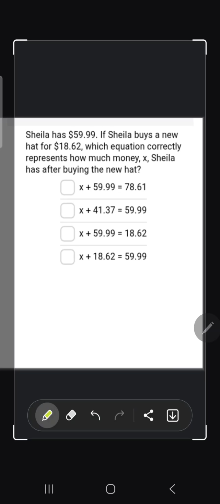Sheila has $59.99. If Sheila buys a new hat for $18.62, which equation correctly represents how much money X Sheila has after buying the new hat? Well, the total amount of money she has is $59.99. So if you take what the item cost plus X, how much money she has left, and add them together, that would be the total. And if you would subtract, you would find that she would have $41.37 left. So we would use this bottom choice here.